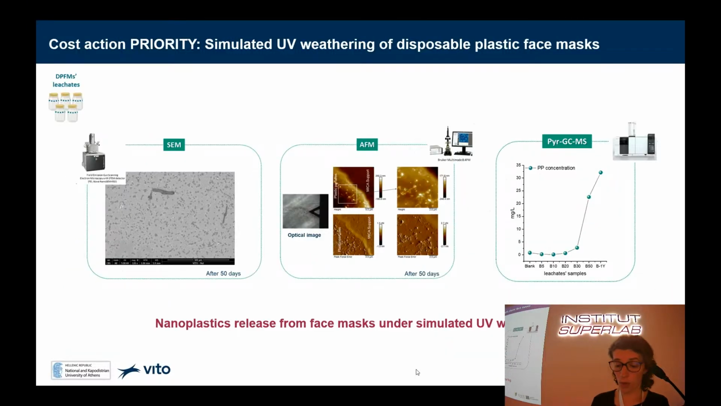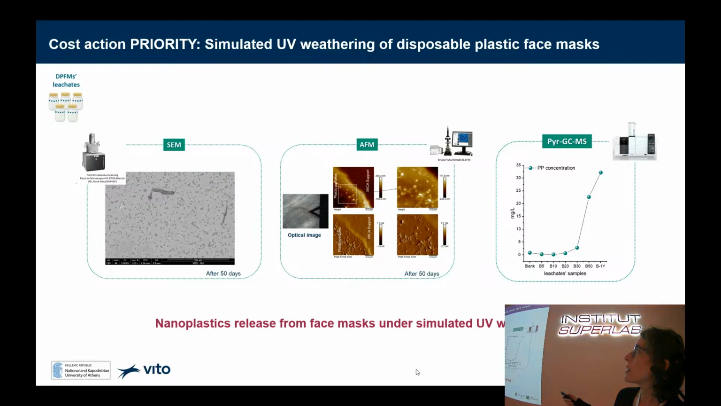Here just some small results. You can see here how the plastic particles are released after 50 days, also by AFM, how we can detect the nanoparticles in the solution. And of course, what is very interesting and the method that we are using more and more now in our laboratory is pyrolysis GCMS. I think also here in Serbia, at least I know that Alexandra's laboratory is also having it.